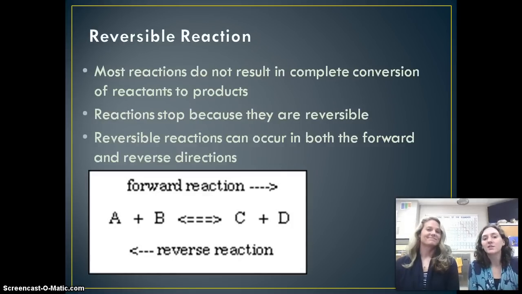Now, most reactions do not result in a complete conversion of reactants to products. So it doesn't react 100%. The reactions stop because the reaction is actually reversible. That means the products will start to form the reactants again, and it will stop the forward reaction from happening. The forward reaction, like the picture shows you, is your reactants going to your products, but the reverse reaction is products going to your reactants. So it reaches equilibrium when those two balance each other out.